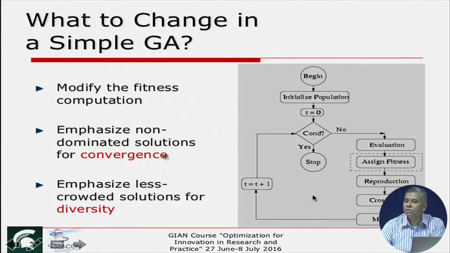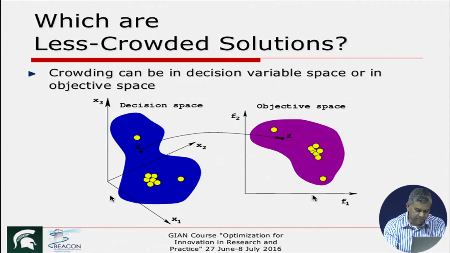Emphasize non-dominated solutions for convergence. Emphasize less crowded solutions. This is what we talked about yesterday. When you want to get a number of optima, the ones that are less crowded, we have to emphasize, right? By dividing by the niche count and all that, right? Similar things we have to do here. Okay. Now, we talked about domination and non-dominated solutions and all that. Let's talk a little bit about the less crowded solutions.